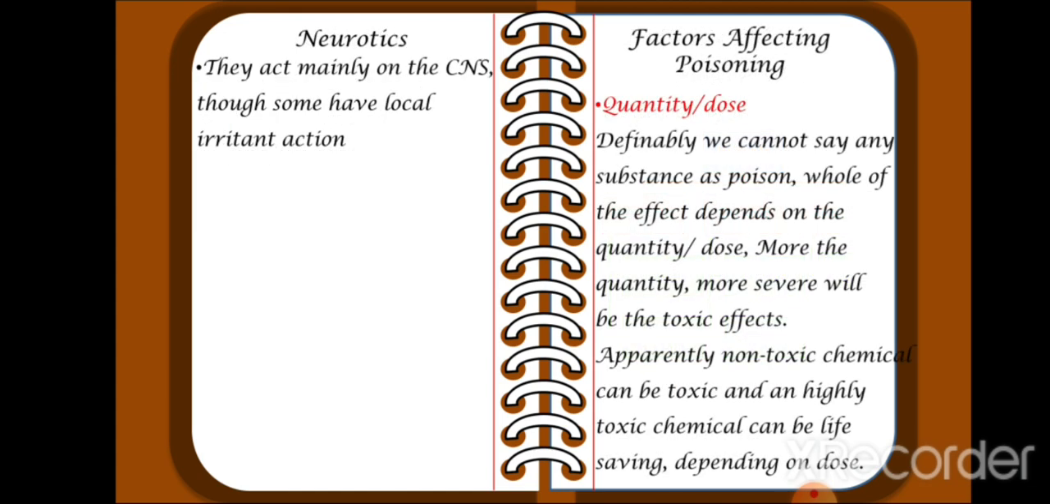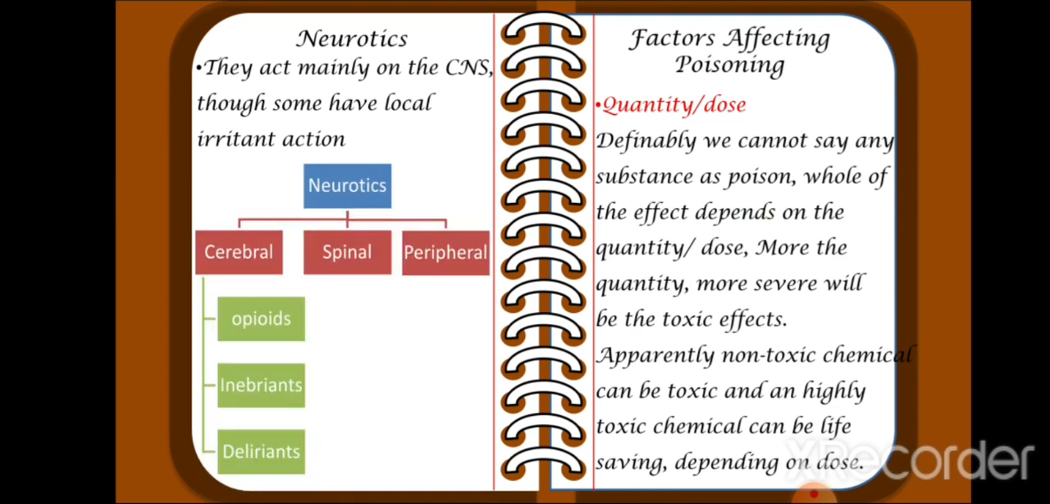Moving on to the next, neurotic. These are those which act mainly on the CNS. Though some have local irritation action, basically they work directly on the central nervous system. These are also classified into cerebral, spinal, and peripheral. Those acting on the cerebral, meaning the brain part, are further classified into three: opioids, anabolics, and deliriants. Next are spinal and peripheral.